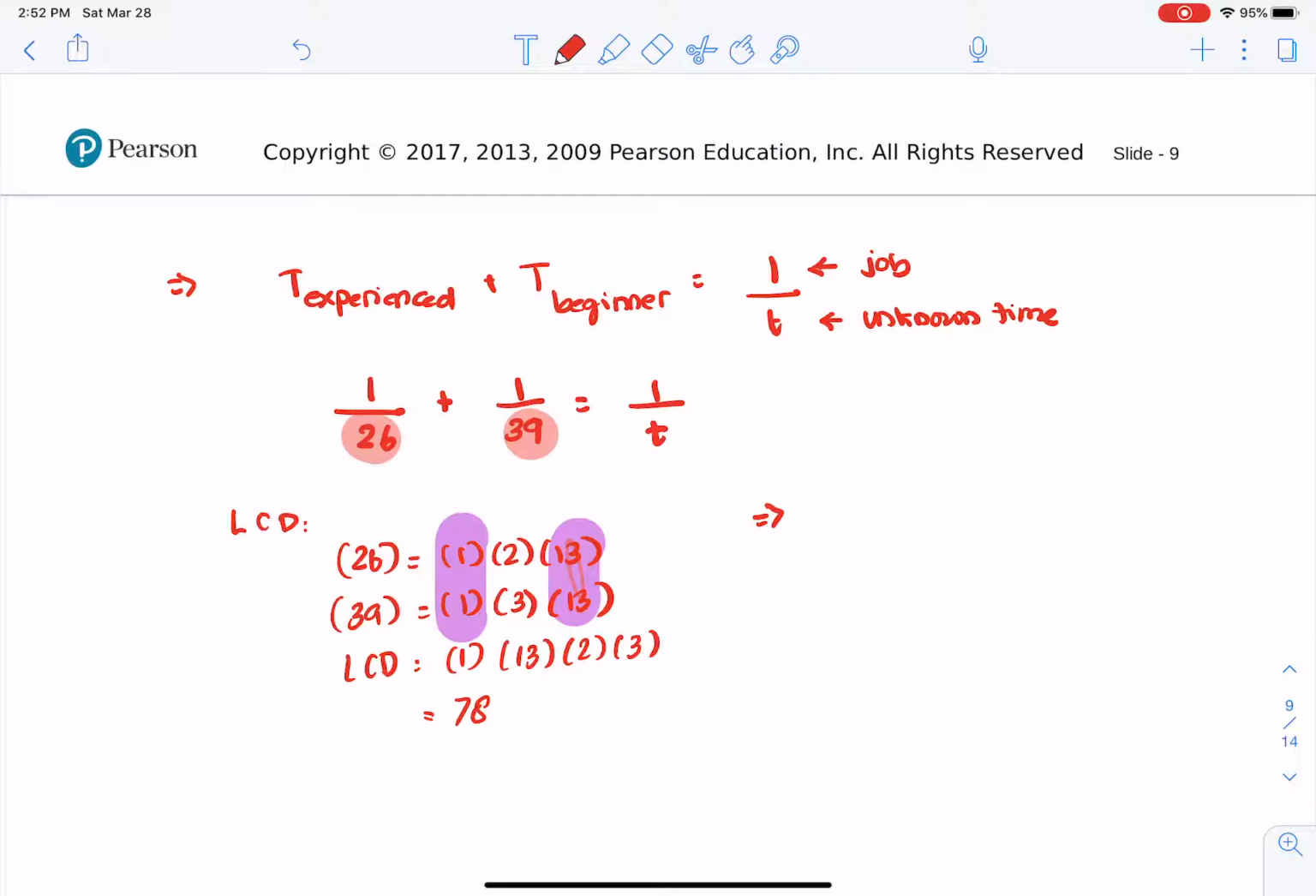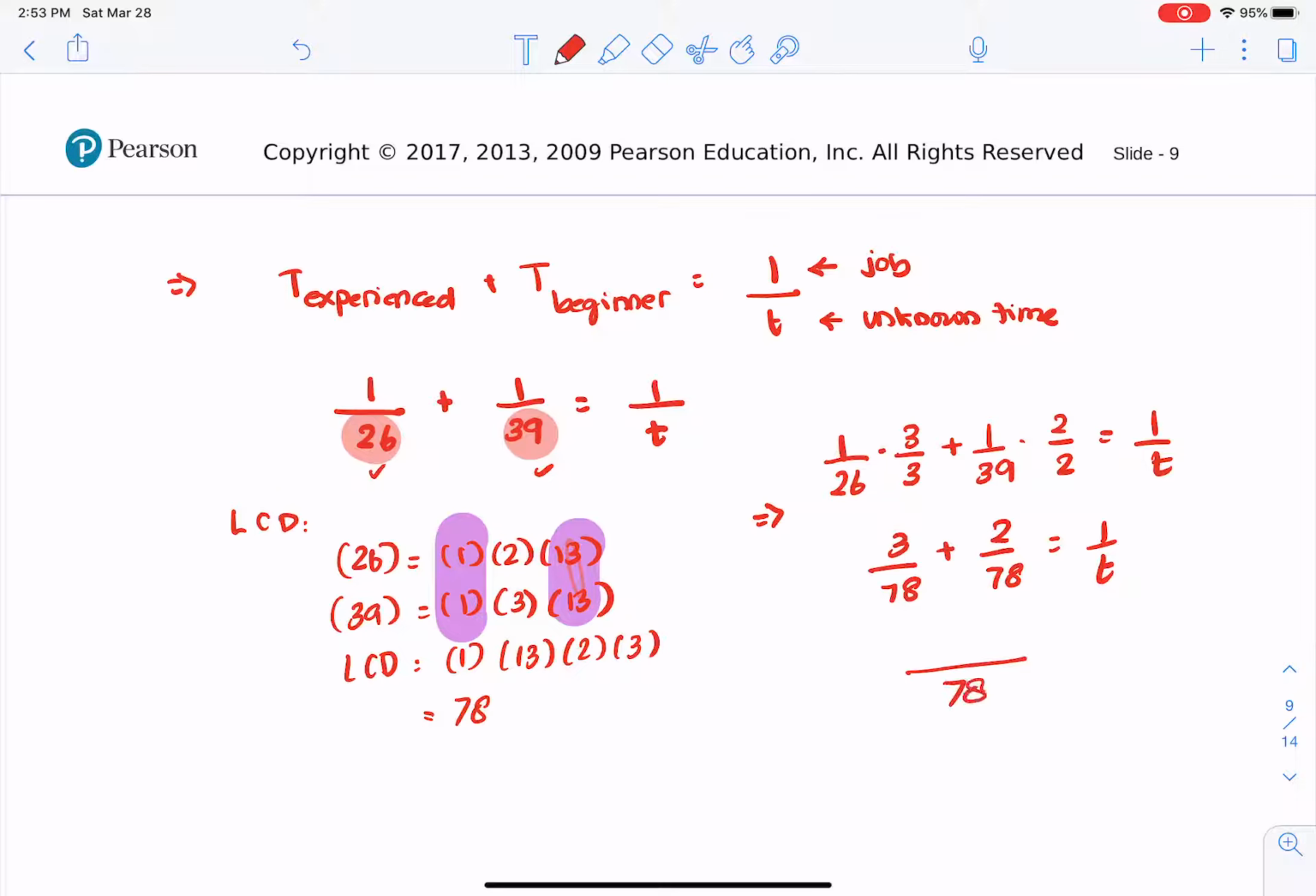So we want to convert the denominators here into their LCDs. So 1 over 26 times 3 over 3 plus 1 over 39 times 2 over 2 would equal 1 over T. So 26 times 3 is 78, so 3 over 78. 39 times 2 is 78 also, so 2 over 78 equals 1 over T. We have a common denominator now, which is 78. We combine the numerators, 3 plus 2, which gives 5 over 78 equals 1 over T.